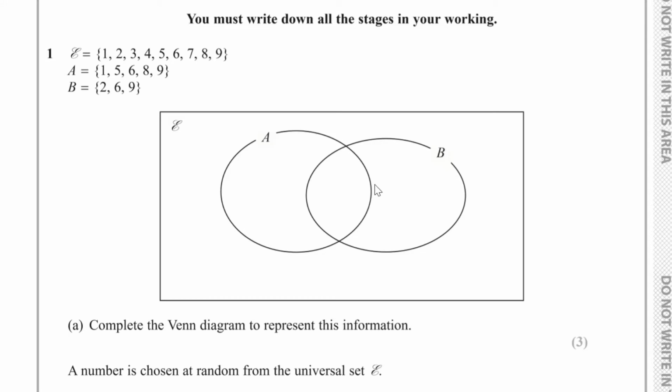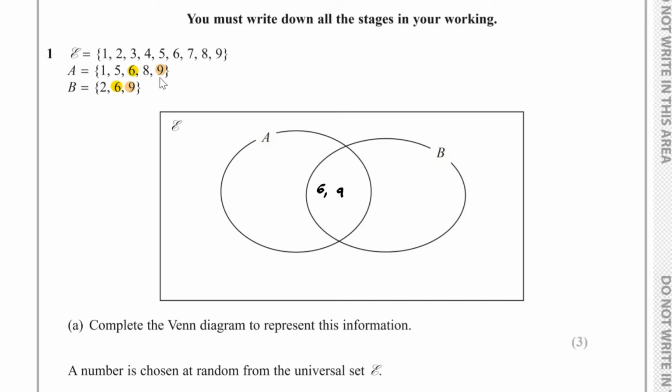The first thing I would like to do is find out which set of numbers belong in the intersection. Those common numbers, you'd find those to be the 6. You'd also find the 9 as well. So what belongs to both? We have the 6 and the 9.